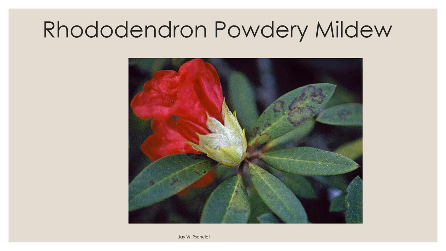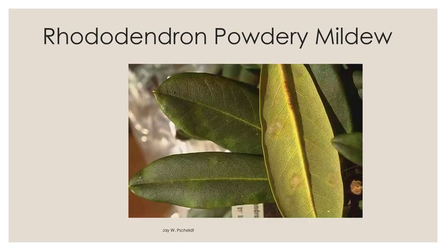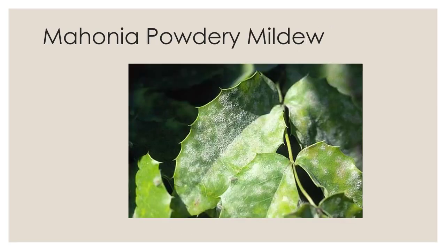Okay, here's another indicator, and you can see the spores on the bud scales, but it almost looks like a virus, really. But if you turn the underside of the leaf, you would see fruiting bodies. Okay, here's some more of that. Mahonia gets powdery mildew, very common.